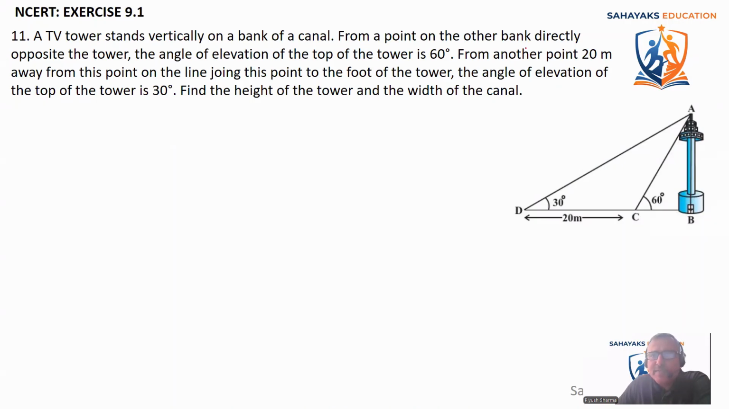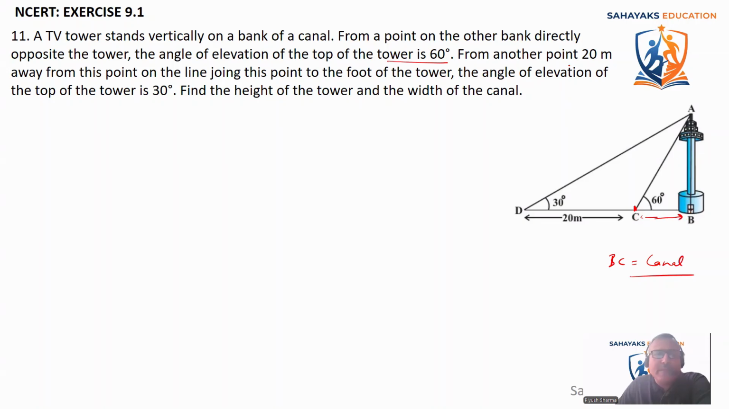From a point on the other bank directly opposite to the tower, the angle of elevation of the top of the tower is 60 degrees. So the figure is already made here. You can see there is a tower. This is the canal. BC is the canal, from here to here. This is the other shore of that.